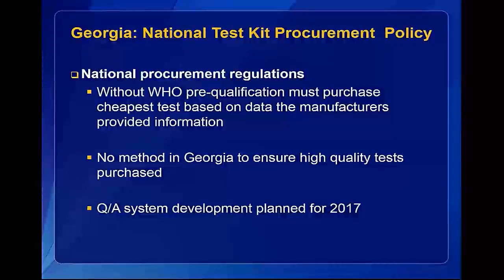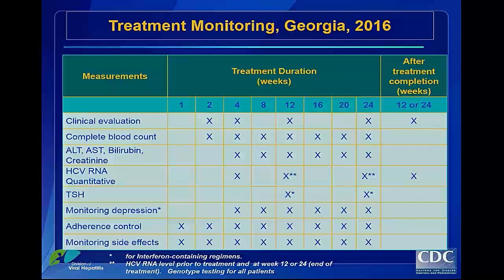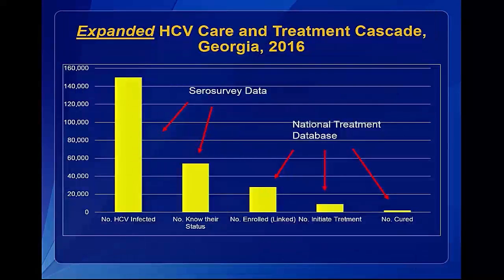I was there last month. We discussed their national test kit procurement policy, and their regulations are that without WHO pre-qualification, they must purchase the cheapest test by law, based on data that the manufacturers provide, not on independent testing. There's no method to ensure high-quality tests are purchased. So as I mentioned, we are working with the country to develop a QA system. They have lots of treatment monitoring in Georgia. I won't go into this, but as was mentioned earlier, the whole idea of simplifying testing is very important. This is just to show that in Georgia, using different data sources, we can put together a care and treatment cascade.